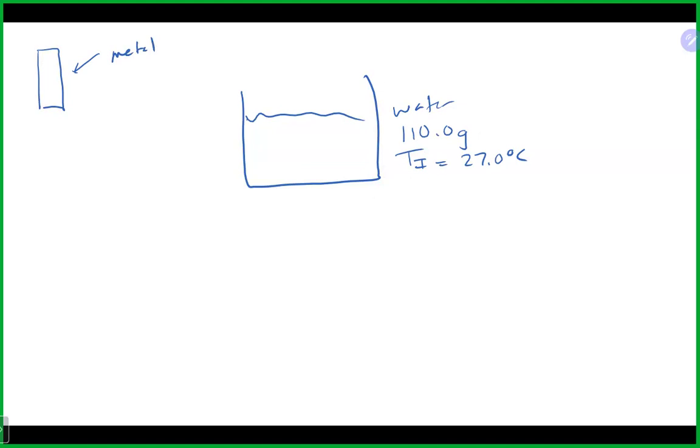And let's just say we have 69 grams of this metal, and let's say we heated this metal up to 99 degrees Celsius. So we took this piece of metal and heated it up to 99 degrees Celsius. We have a little beaker of water over there at 27 degrees Celsius. And I decide I want to toss my piece of metal into the beaker.